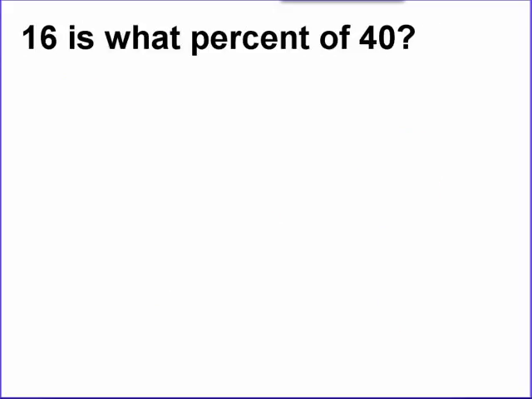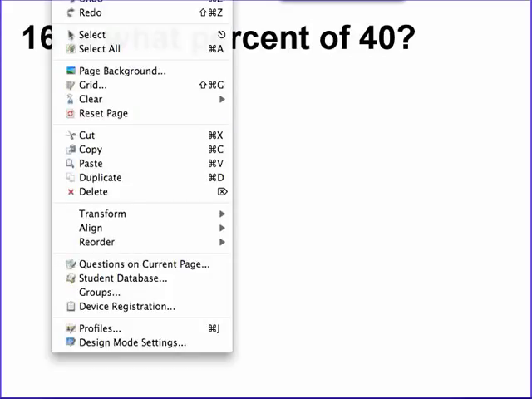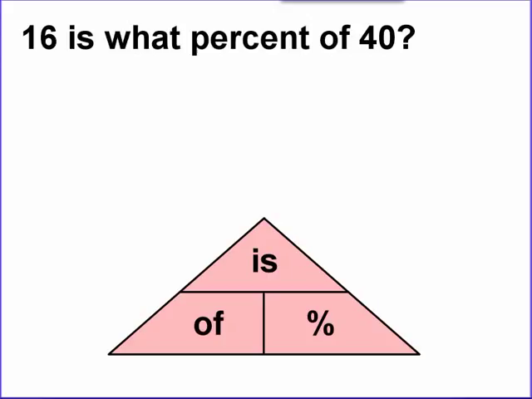All right, let's look at this one. 16 is what percent of 40? So what I'm going to do now is I'm going to go ahead and remember, my triangle is of percent. 16 is, where do you think the 16 is going to go? No. 16 is. It goes up here on the top, so that means 16 is on the top. What percent of 40? Where's the 40 go?